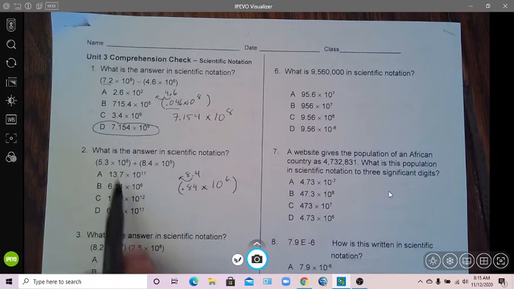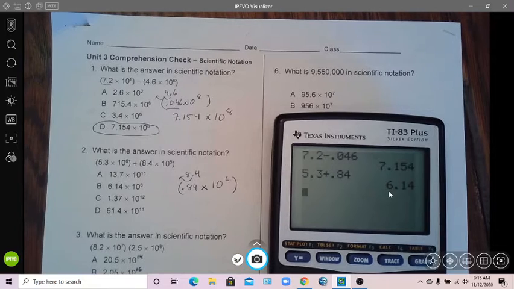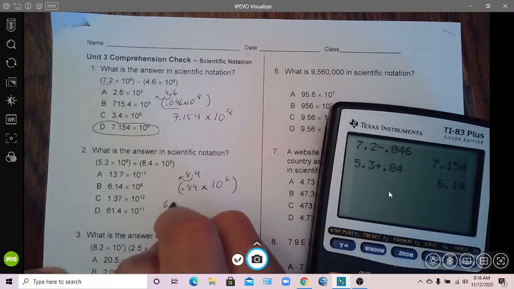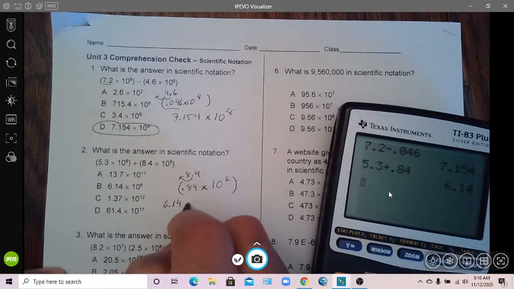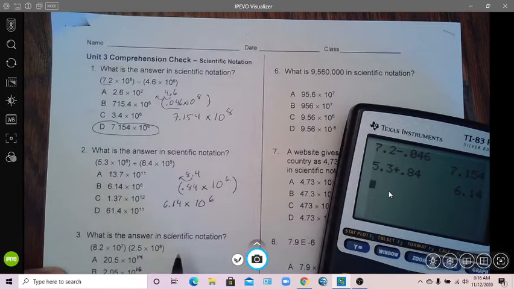So now I'm going to add 5.3 plus 0.84. Okay, I'm just using the calculator here. That gives me 6.14. So I have 6.14 times 10 to the 6th. And there it is, option B.